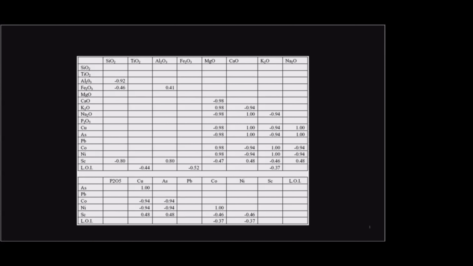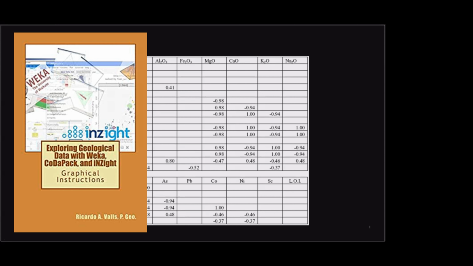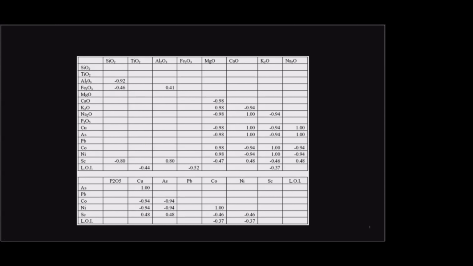Okay, so let's jump on the example. We start with a correlation matrix, and I am assuming that you already opened your data and processed it using CodaPack, converted to ALR, CLR, or ILR, any of the algorithms of CodaPack. And so we can use the normal correlations that we obtain from Excel or any other statistical package.